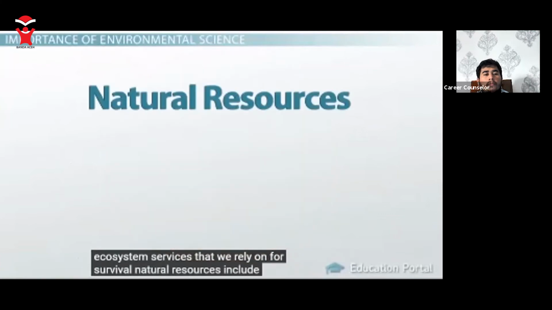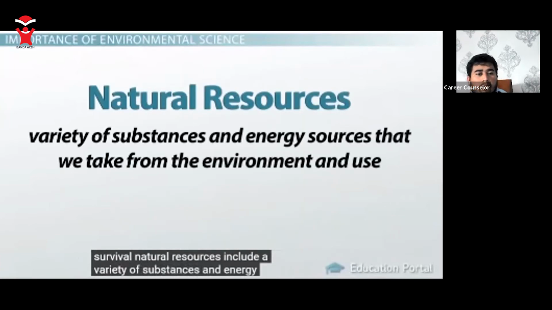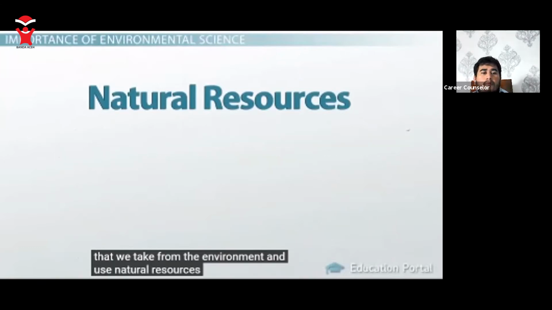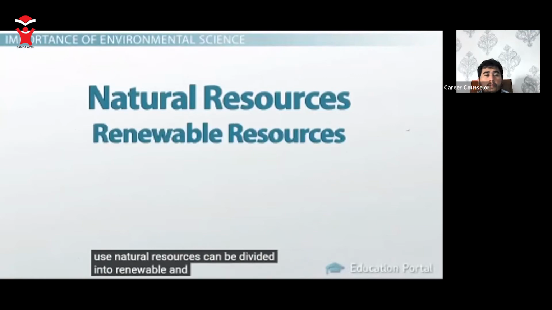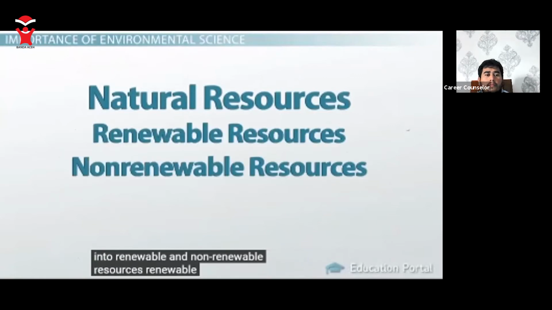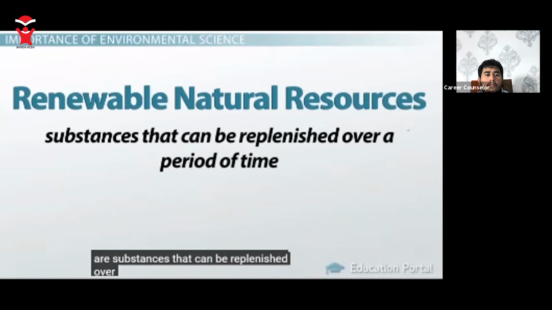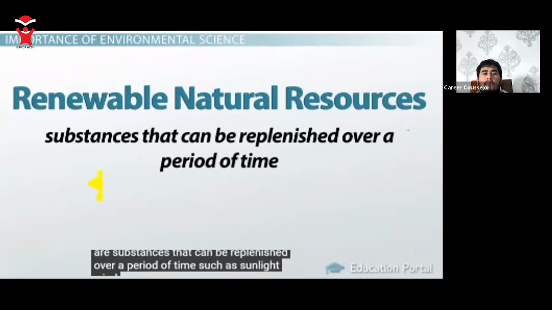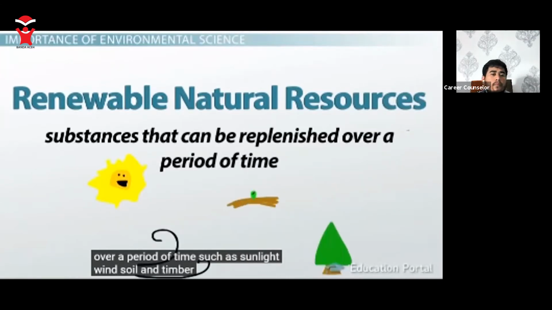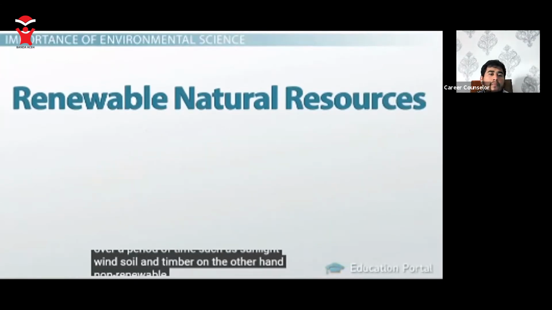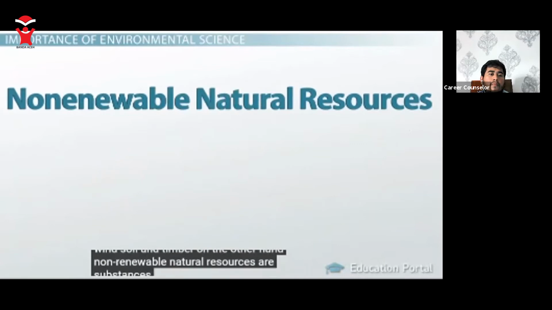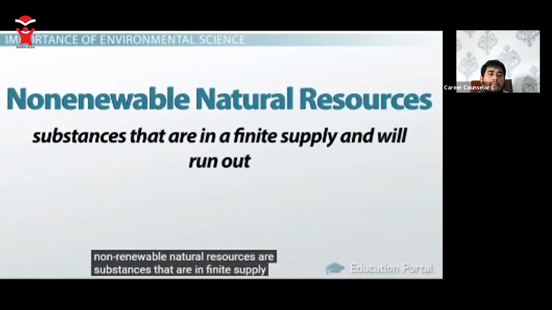Natural resources include a variety of substances and energy sources that we take from the environment and use. Natural resources can be divided into renewable and non-renewable resources. Renewable natural resources are substances that can be replenished over a period of time, such as sunlight, wind, soil, and timber. On the other hand, non-renewable natural resources are substances that are in finite supply and will run out. Non-renewable resources include minerals and crude oils.